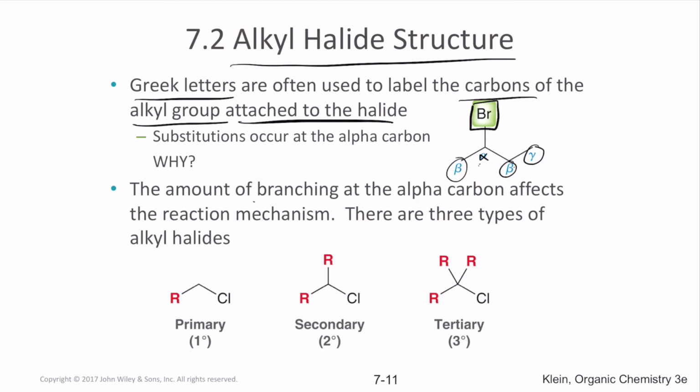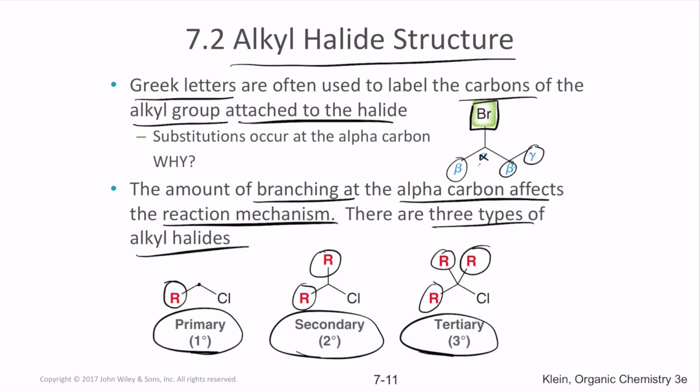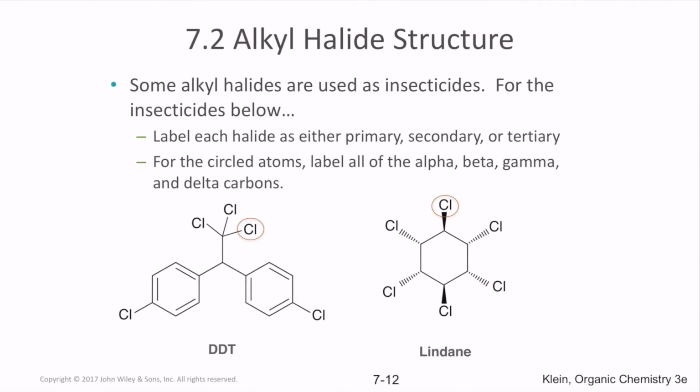Now the amount of branching at the alpha carbon affects the reaction mechanism. So with this condition, there can be 3 types of alkyl halides: primary alkyl halides, secondary alkyl halides, and tertiary alkyl halides. The classification comes from the number of substituent groups attached to the alpha carbon. If there is one substituent group attached to the alpha carbon, we call it a primary alkyl halide. If there are 2 substituent groups, then secondary. If there are 3 substituent groups, tertiary. So this is how we name the structure.